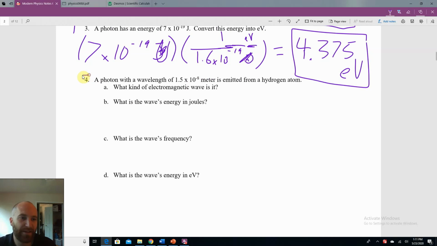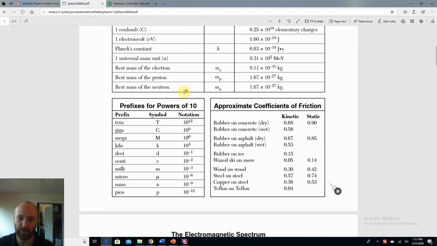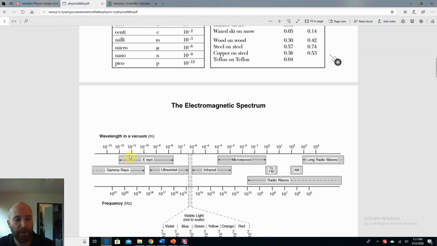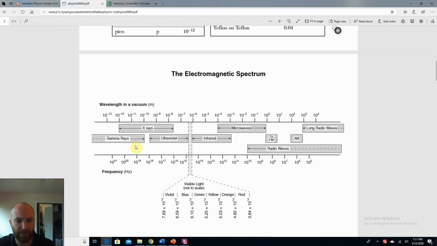Alright, number 4 is kind of like the complete problem. Here's all the different things I could ask you about this. A photon with a wavelength of 1.5 times 10 to the negative 8 meters is emitted from a hydrogen atom. What kind of electromagnetic wave is it? When I say that, I mean, on our chart for reference tables, is it gamma, X-ray, UV, infrared, micro, what is it?